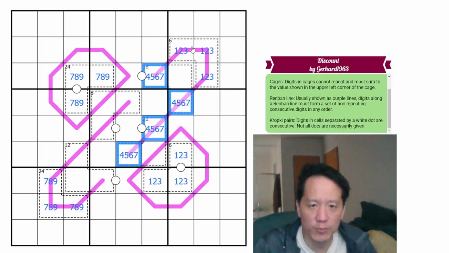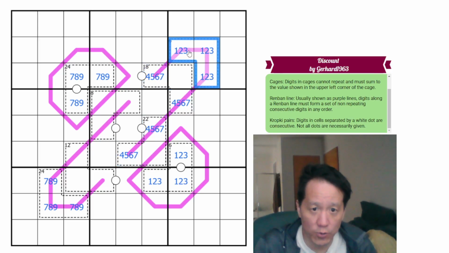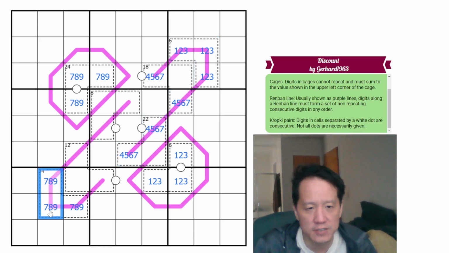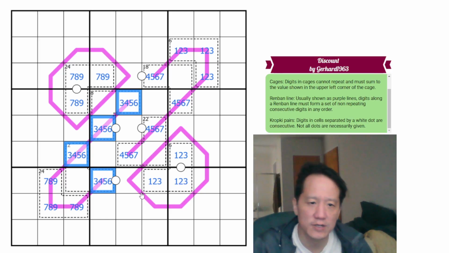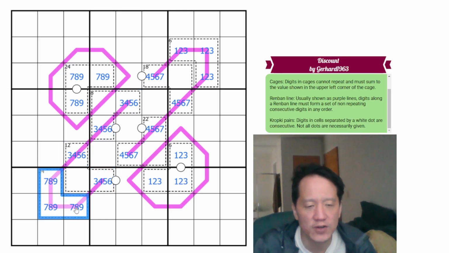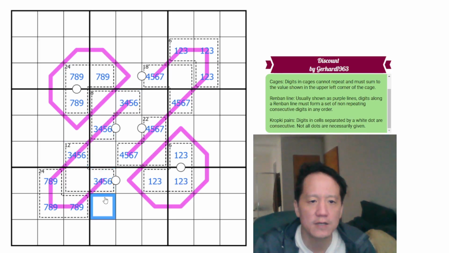Because you cannot have repeats on Renban lines, and we already have 1, 2, and 3 there. So 8 and 9 cannot be part of any 7-cell consecutive set with 1. Similarly, this is 7, 8, 9, so the rest of this Renban has to be 3, 4, 5, and 6. Right? Because it cannot have repeats in the 7, 8, and 9, and 1 and 2 are not allowed in a 7-length Renban line with a 9.